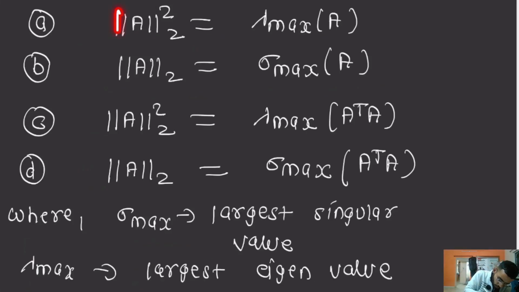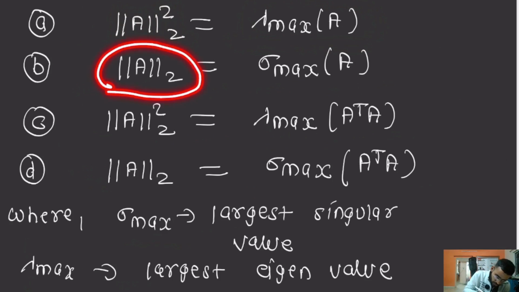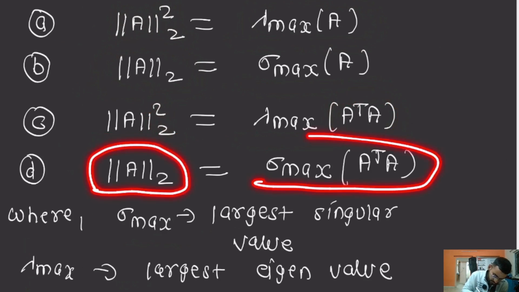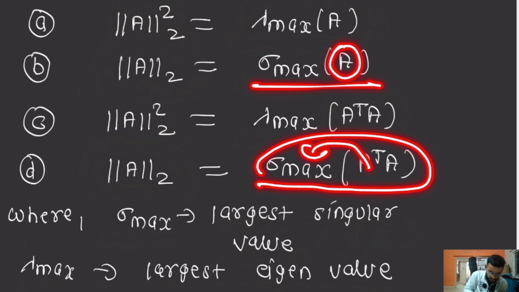First, the norm of A squared, the Euclidean norm, is equal to lambda max of A. Second, the norm of A, the Euclidean norm, is equal to sigma max of A. Third, the norm of A squared is equal to lambda max of A transpose A. And fourth, the norm of A is equal to sigma max of A transpose A. Here sigma max is the largest singular value of A, and lambda max is the largest eigenvalue.